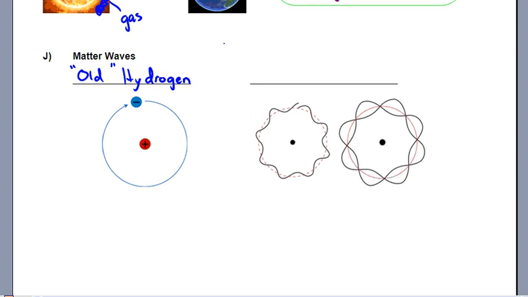Well, that's actually not really what's going on. Now that we know how quantum mechanics works, here's the better way to look at it. Here's the new hydrogen.